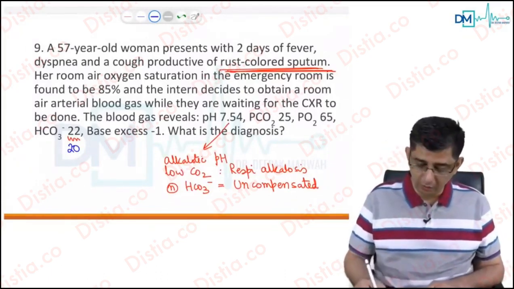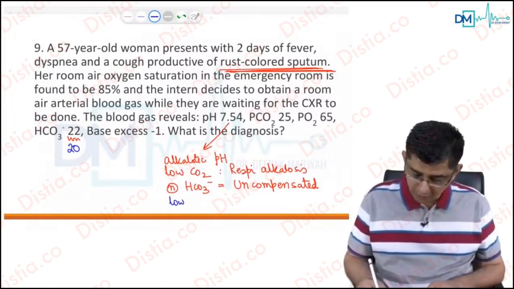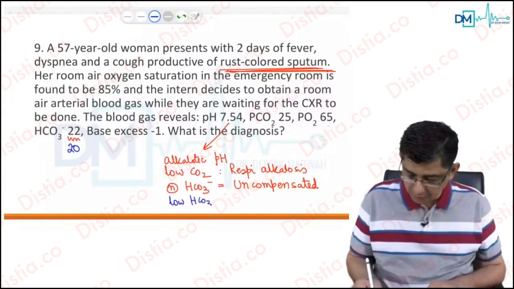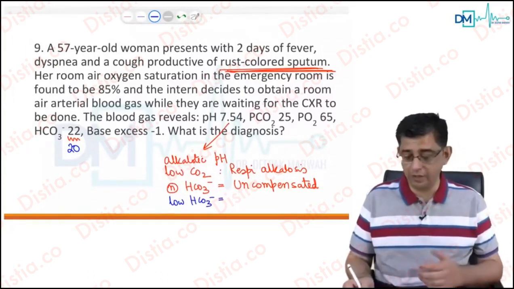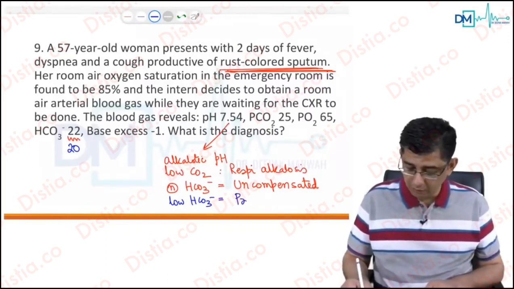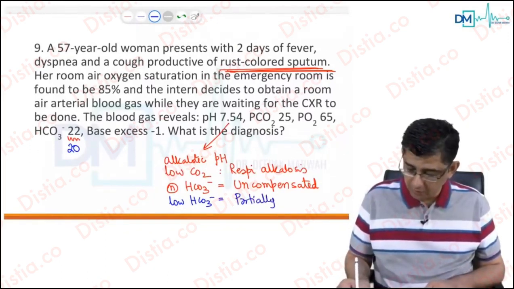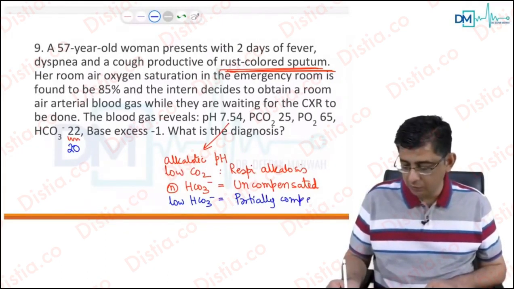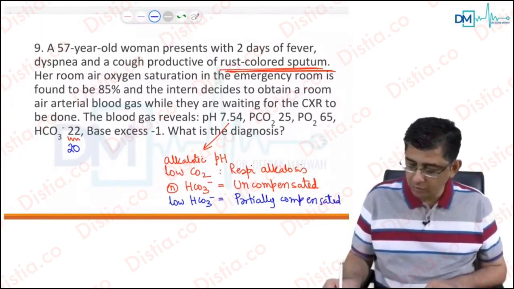Same question, and the value of bicarbonate was given as 20. That means bicarbonate has been lost with the help of the kidney, and then I will say the patient is having partially compensated respiratory alkalosis. If the pH normalizes, then it will become fully compensated.